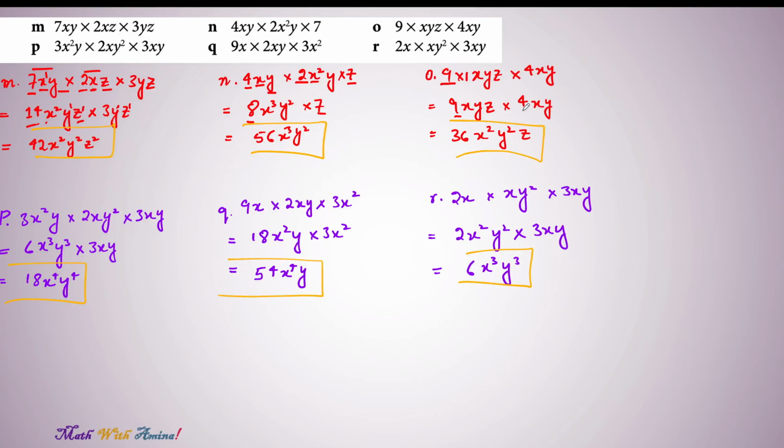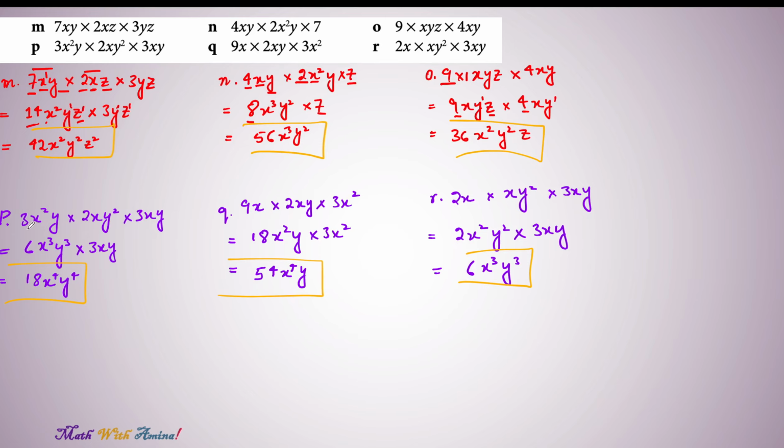Since it's appearing only once, we write xyz next to the coefficient as it is. Then 9 gets multiplied with the 4xy term, so the coefficients 9 and 4 get multiplied. We get 36. X getting multiplied with x, 1 plus 1 is equal to 2, so it becomes x square. Y multiplied by y, the powers are added, so it becomes y square. And z is only present in this term with power of 1, so it would be written as it is. So the final simplified form would be 36x square y square z.